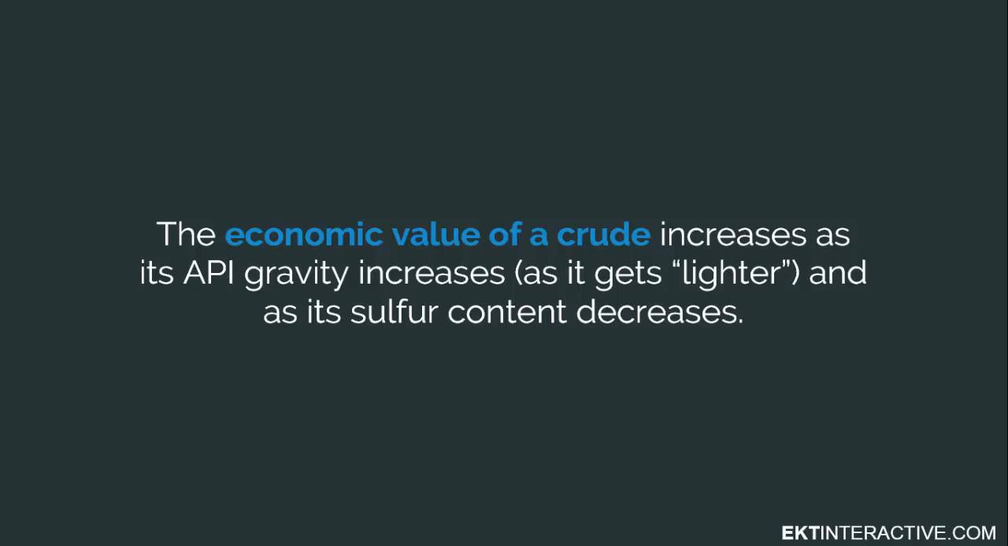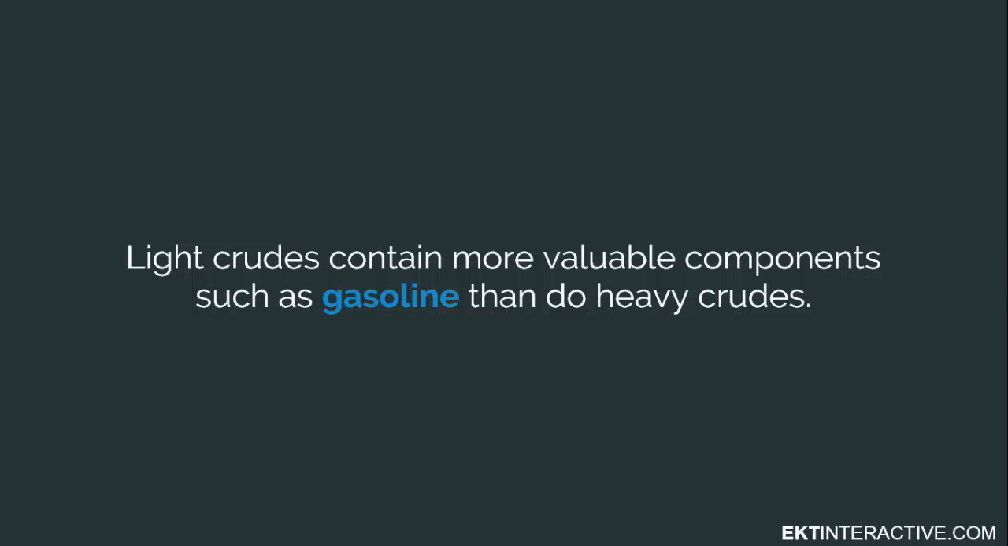The economic value of a crude increases as its API gravity increases, i.e., as it gets lighter and as its sulfur content decreases. Thus, a sweet light crude will command a higher price than a sour heavy crude, and this is because light crudes contain more valuable components such as gasoline than do heavy crudes, and it is also costly to remove the high content of sulfur in a sour crude.